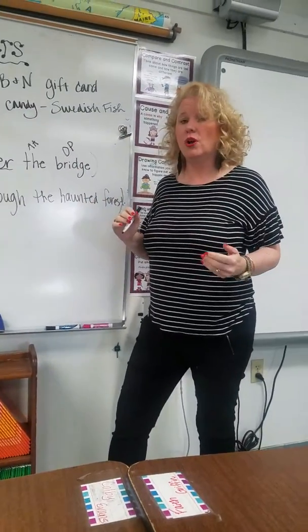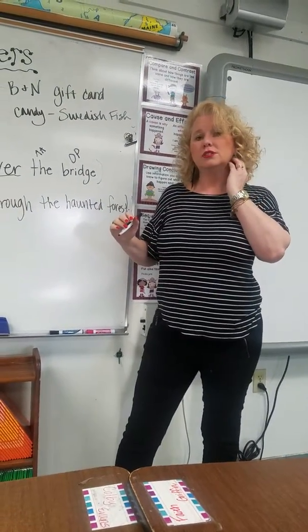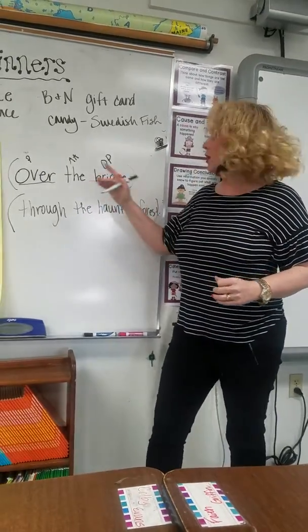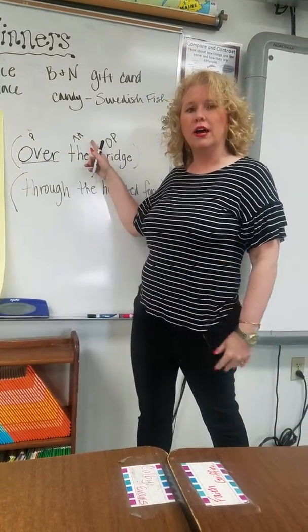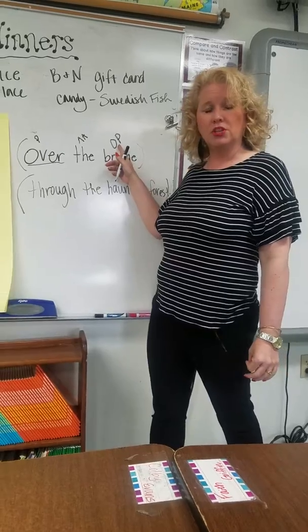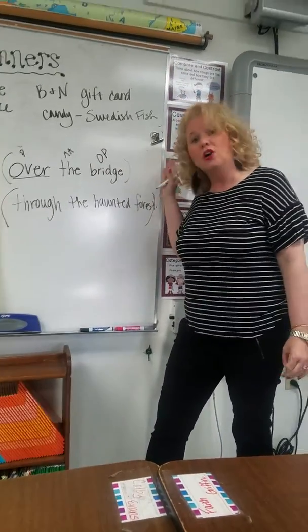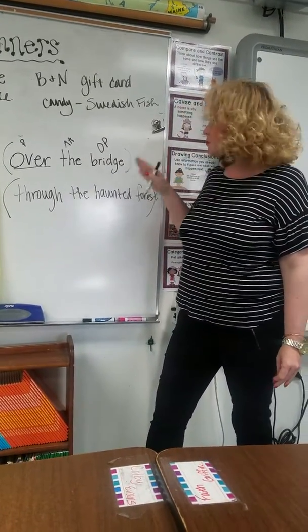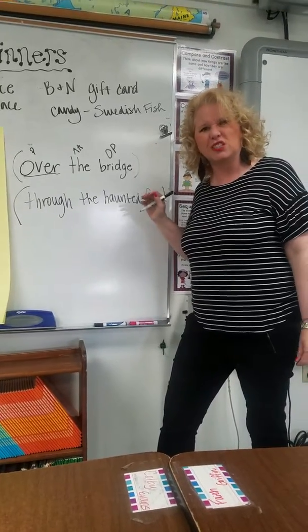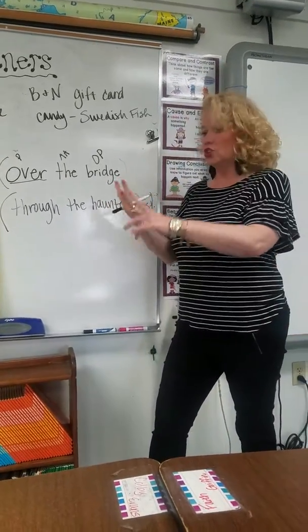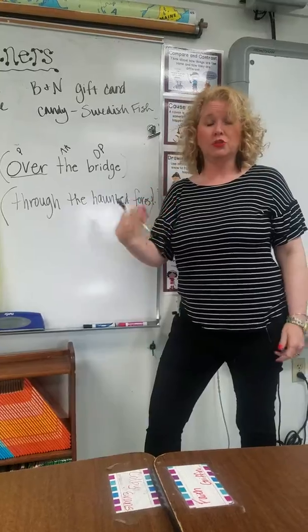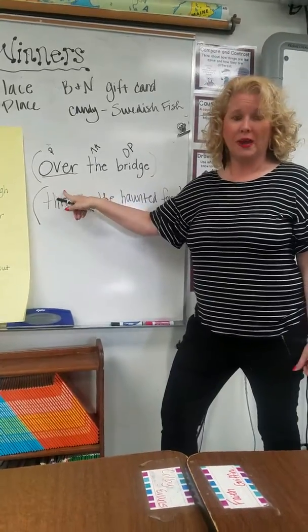You can have two objects of your preposition. You could say over the bridge and water, and then I would have preposition, article adjective, object of the preposition, and then over the word water, I would also write object of the preposition. Over and, I would write conjunction, because that's what and is. But bridge, water could both be objects of this preposition. They both go back to this one.